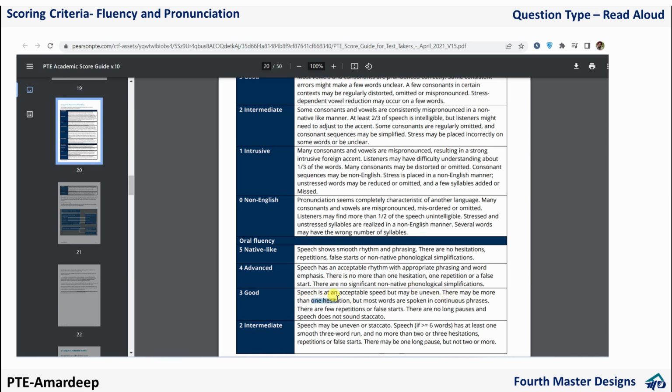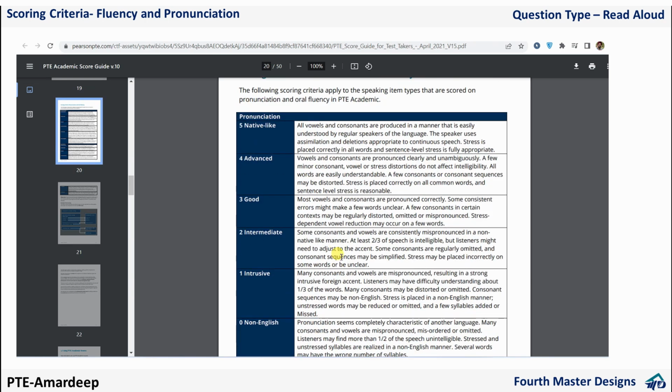One hesitation. Okay, only one hesitation. Acceptable speed but uneven. Now, when I read this one, my speech was uneven, so I will be getting 3 only. If I have smooth rhythm and there is just one hesitation, I'll get 4, and if there is no hesitation, I'll get 5. Okay, I hope it is clear.